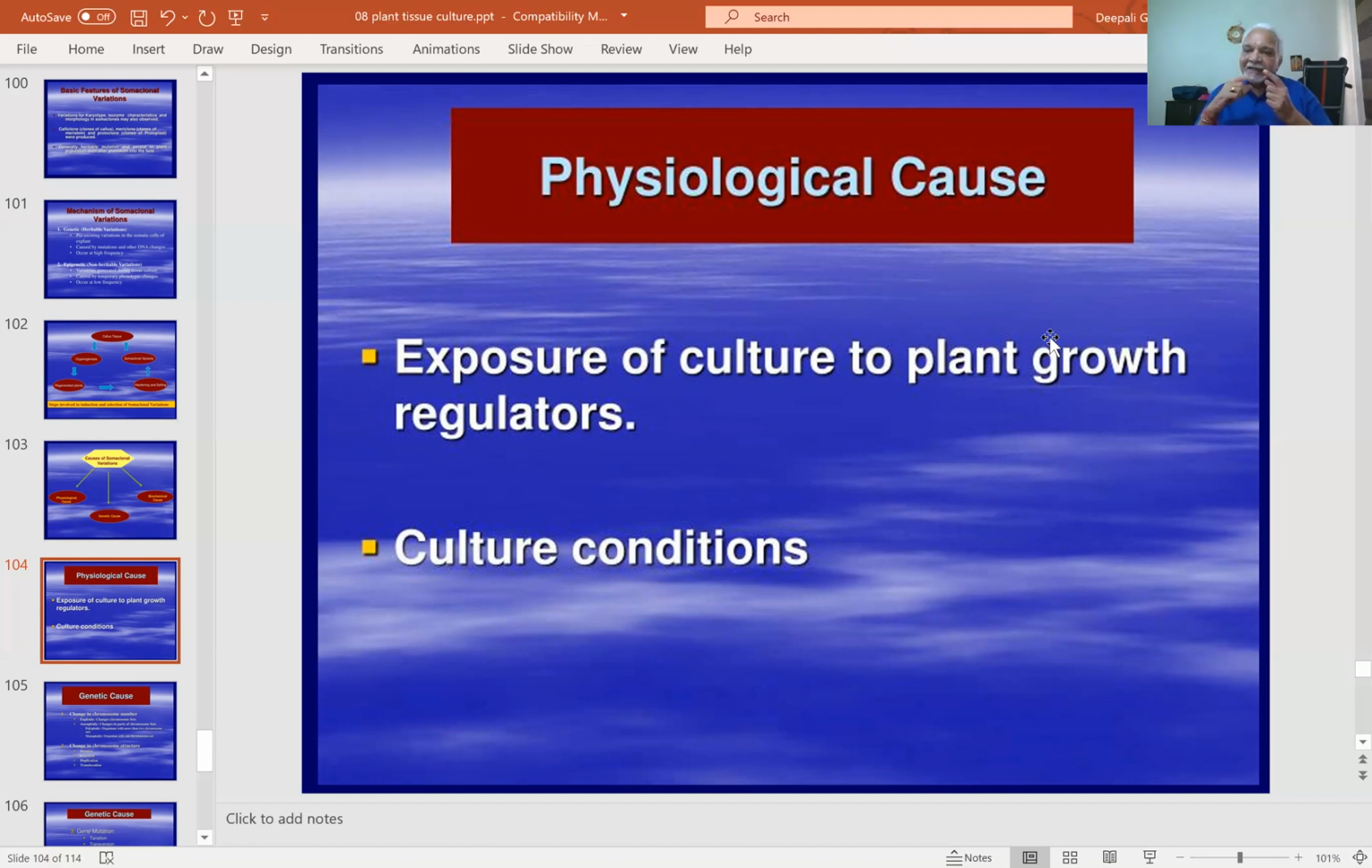But the occurrence of genetic variability during this was exploited for the benefit of crop improvement. As I mentioned, if some change has taken place which is good, it can be utilized for a crop improvement program. Okay.